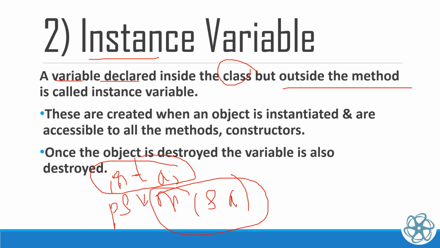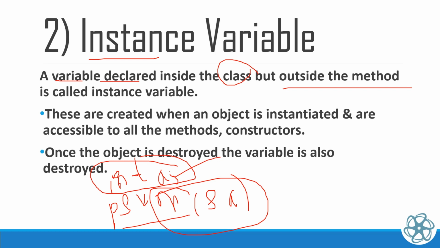Inside the class, before this int a, there will be a class name, then some declaration of the variable, then the method. Then it is called an instance variable. These are created when an object is instantiated and are accessible to all the methods and constructors. So how can I call this variable? By creating objects. So what are objects, what are constructors, what are methods? We will discuss in the upcoming videos.